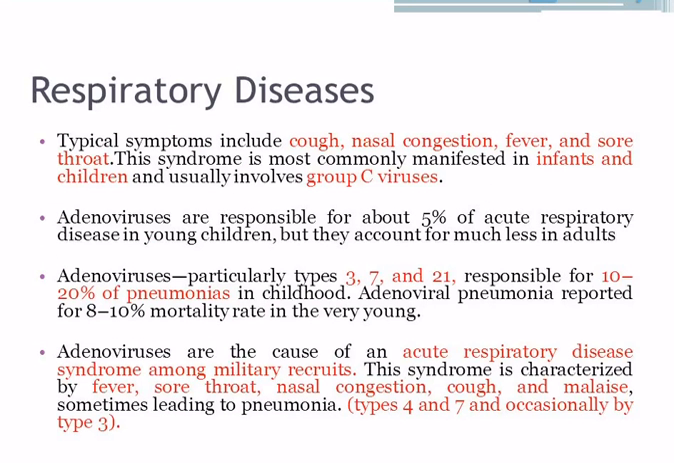Respiratory diseases. Typical symptoms include cough, nasal congestion, fever, and sore throat. This syndrome is most commonly manifested in infants and children and usually involves group C viruses. Adenoviruses are responsible for about 5% of acute respiratory disease in young children, but they account for much less in adults. Adenoviruses, particularly types 3, 7, and 21, are responsible for 10 to 20% of pneumonias in childhood. Adenoviral pneumonia has been reported to carry an 8 to 10% mortality rate in the very young.